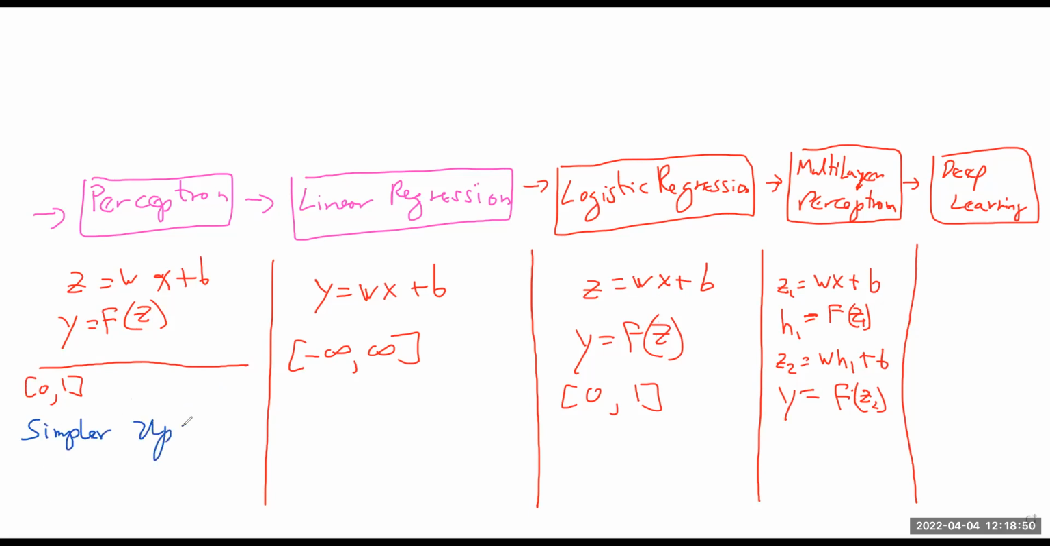simpler update, or optimization. Whereas in logistic regression, we're going to have more advanced, if you will, optimization. So let me actually, here I'll say they're both very similar, perceptron and logistic regression. Well, I mean, they should be, right?